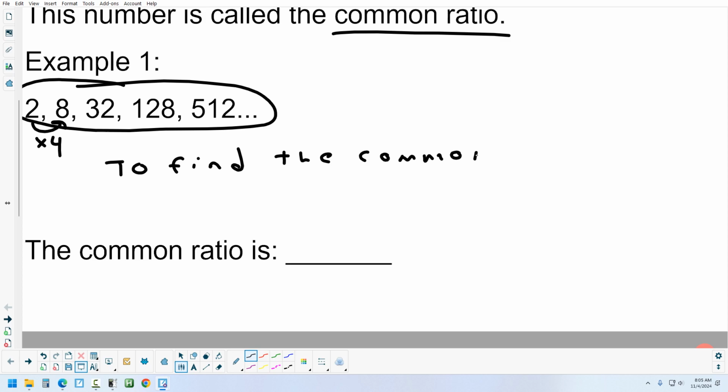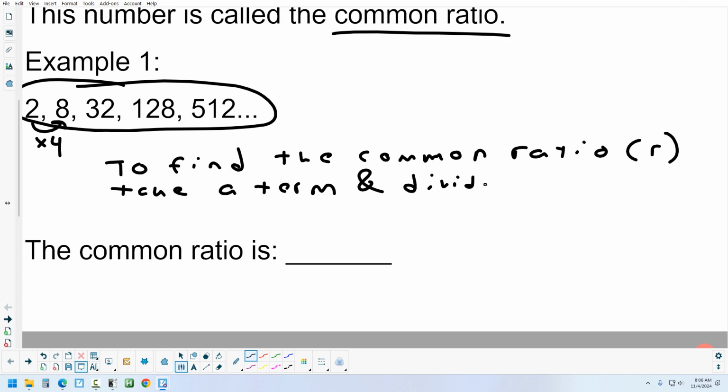So to find the common ratio, again, which is just called R, take a term, doesn't matter, any term you want, just don't pick the first one because you're going to need the one before it, and there's nothing before the first one. So to find the common ratio, take a term and divide by the one before it, immediately before it.